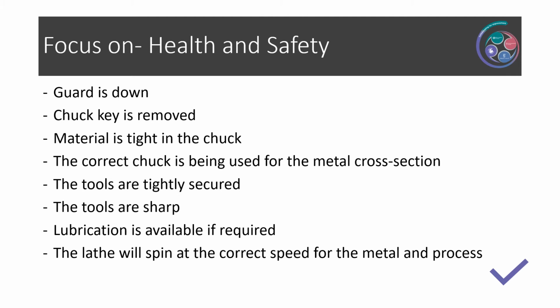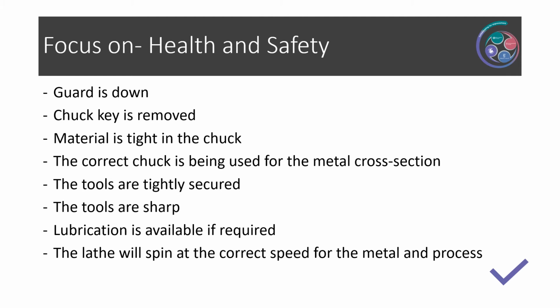If you don't do this, when you turn the machine on, the chuck key will fly out and cause an injury. You must make sure the material is tight in the chuck. You must make sure the correct chuck is being used for the metal cross-section. For example, if you are using a square cross-section of metal, you would need to use a chuck that has 4 jaws instead of 3.